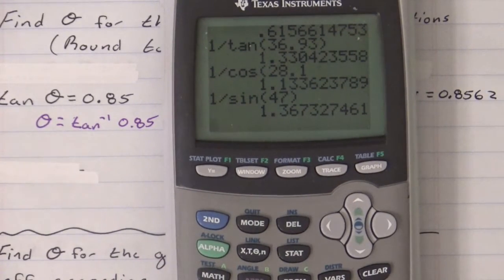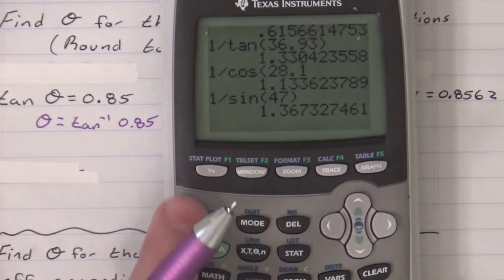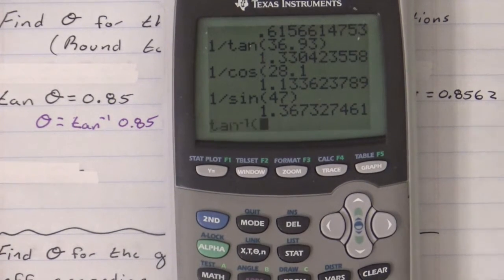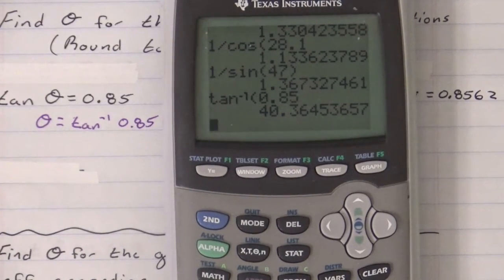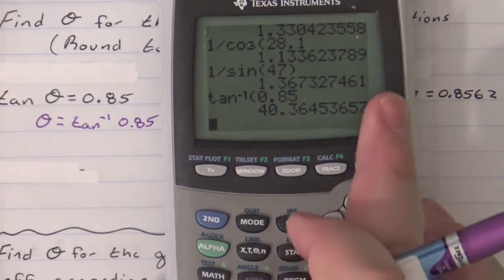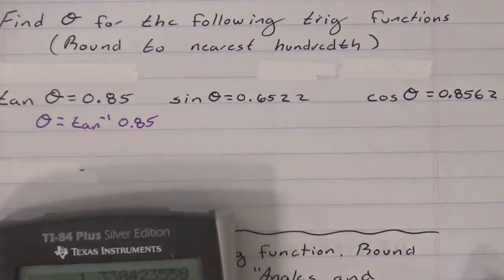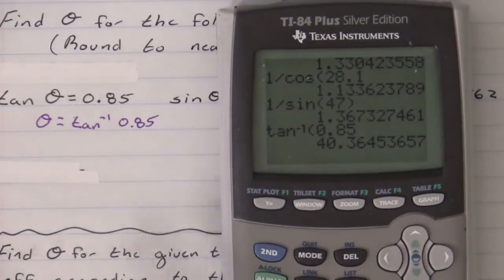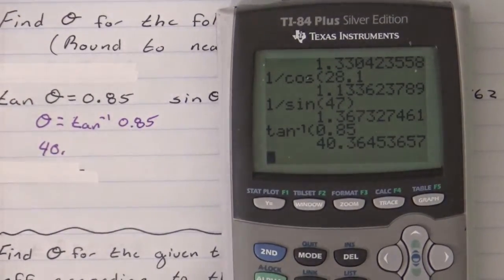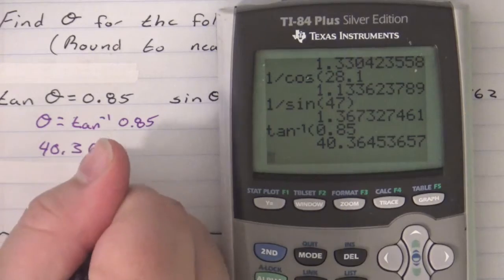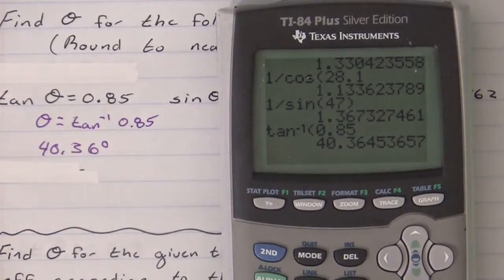Look how hard this is. Mind is about to be blown. Hit the second button, hit the tangent button, and now you put in 0.85. Now you're getting ready to find the inverse tangent of 0.85. You hit enter, and you have just solved your problem. The answer, to the nearest hundredth, is going to be 40.36 degrees. That's all that is.